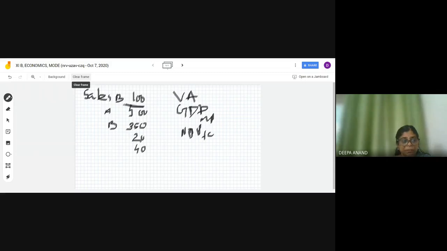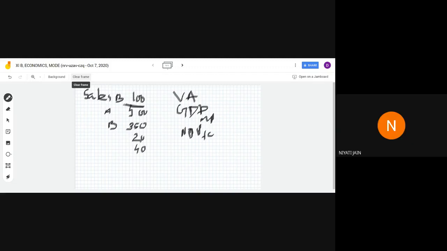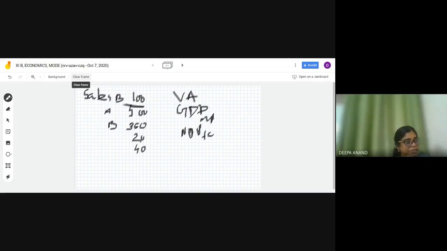So in every problem you will do like that. Like that you have to assume. Understood, Niyati? Yes, ma'am. Okay, now you can start doing it. So here, value added by firm A, what will it be? Sales by firm A, change in stock of firm A, then purchase by firm A, that is intermediate consumption, that should be deducted. That's all.